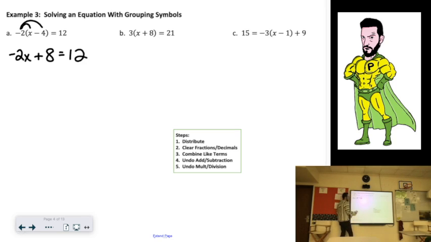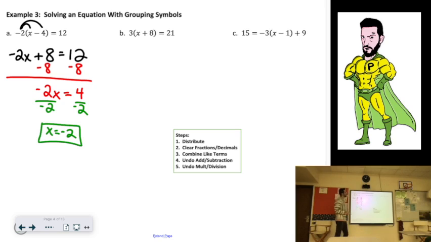I see +8, so I can subtract 8. -2x equals 12 minus 8 is 4. -2x means -2 times x, so we will divide both sides by -2. 4 divided by -2 is -2.